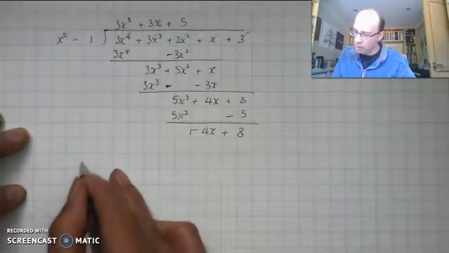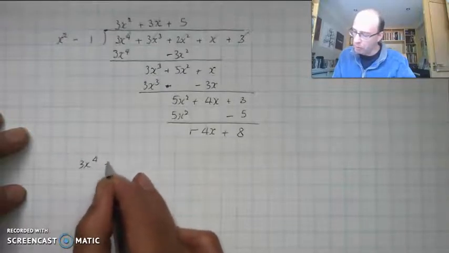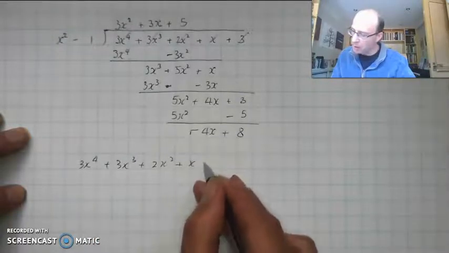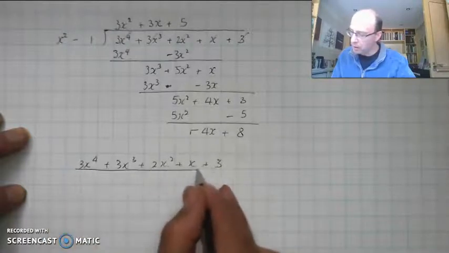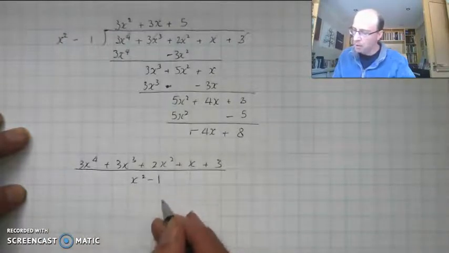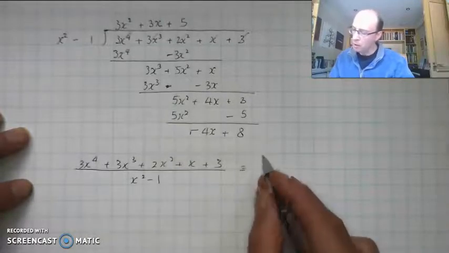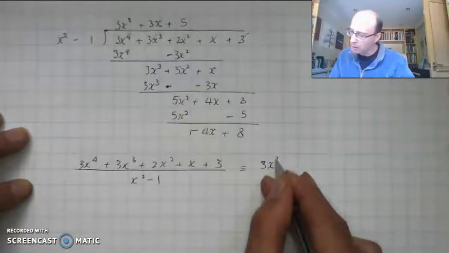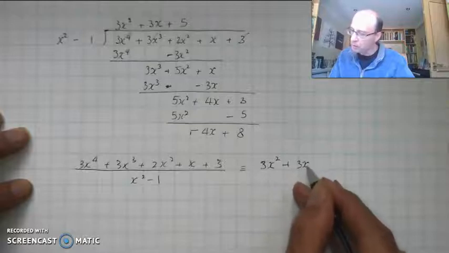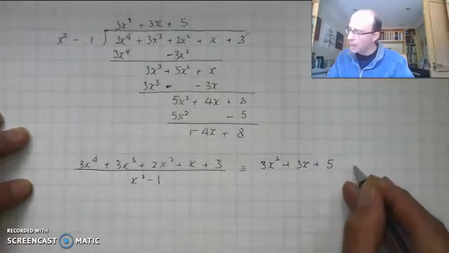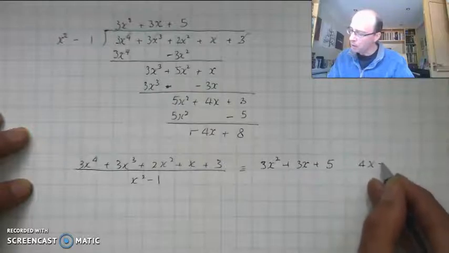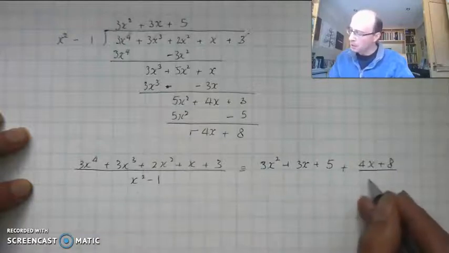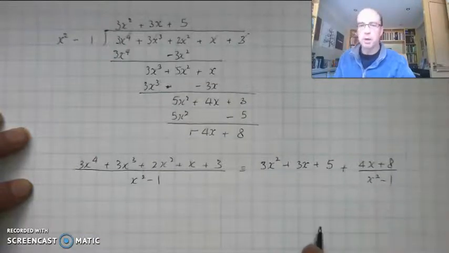So what have we got? We have got 3x to the power 4 plus 3x cubed plus 2x squared plus x plus 3, all divided by x squared minus 1, and it's equivalent to the expression across the top, so 3x squared plus 3x plus 5, and then we had our remainder, which was 4x plus 8, divided by a denominator here of x squared minus 1.